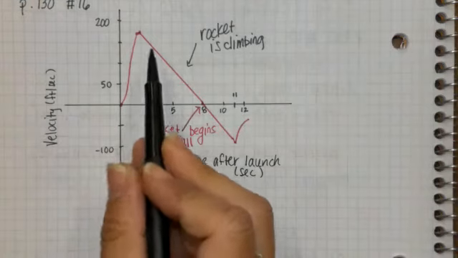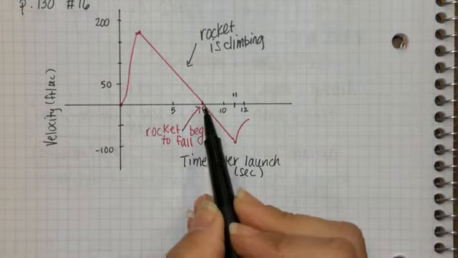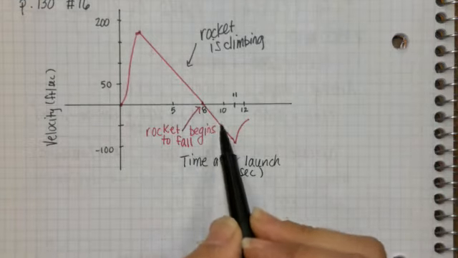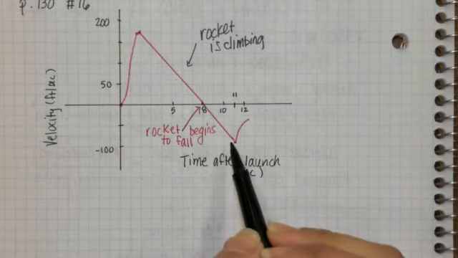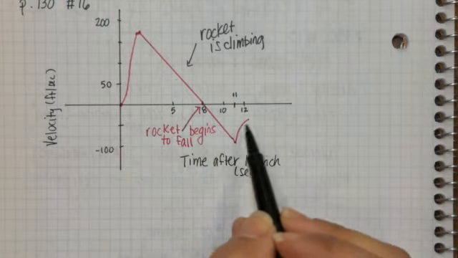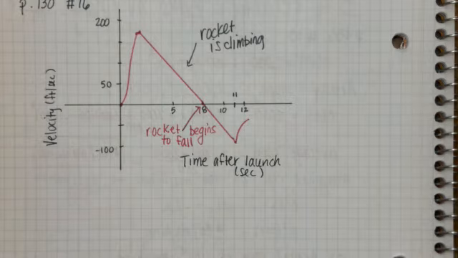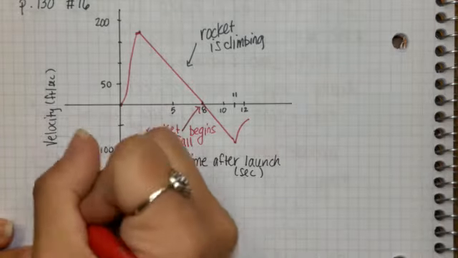Rocket is climbing, climbing, climbing. The rocket begins to fall. It's falling quickly, I guess. And then it's still falling right here. Its velocity isn't as great. Okay, so let's start to answer some of these questions. Part A says, how fast was the rocket climbing when the engine stopped?